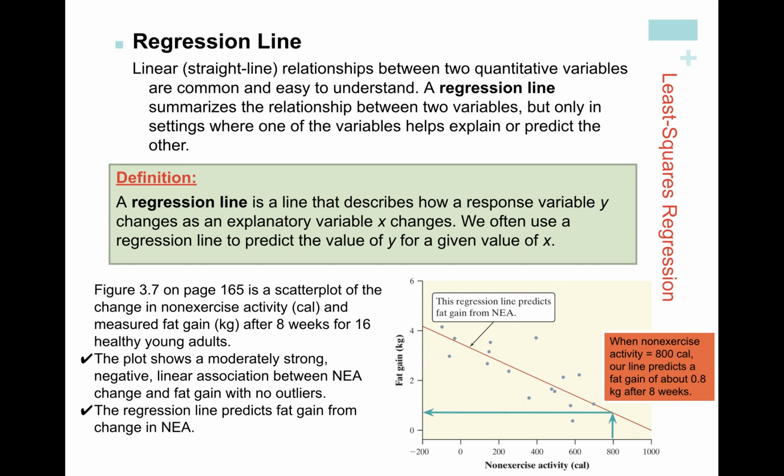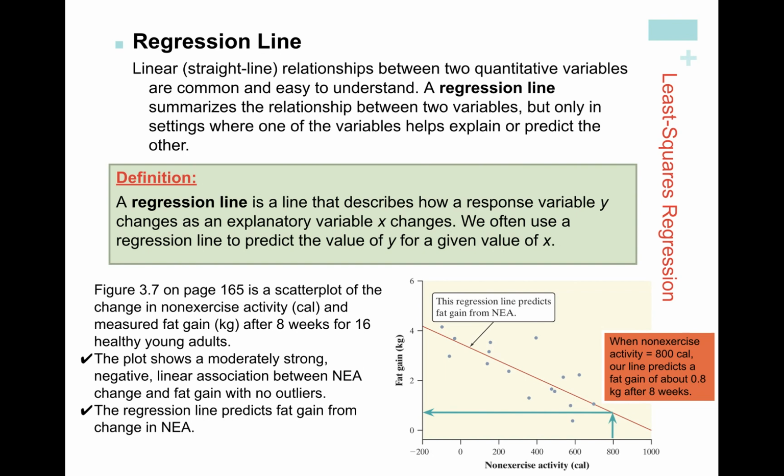So regression lines, the regression model, are used in the real world primarily for prediction. So we have a model, this red line fits this blue data. It's actually the best fit for the blue data. And anywhere within the scope of this model, we could predict how much fat gain there would be for any given level of non-exercise activity.